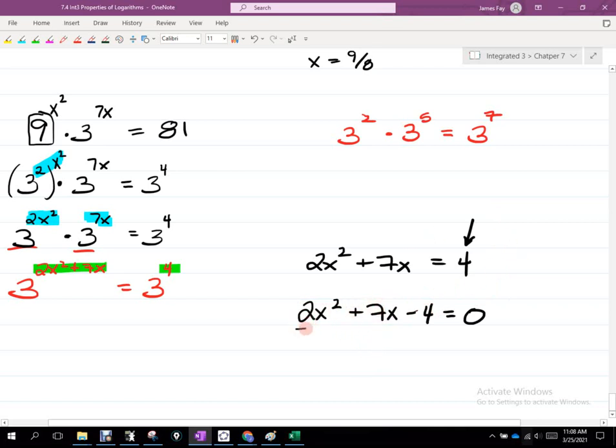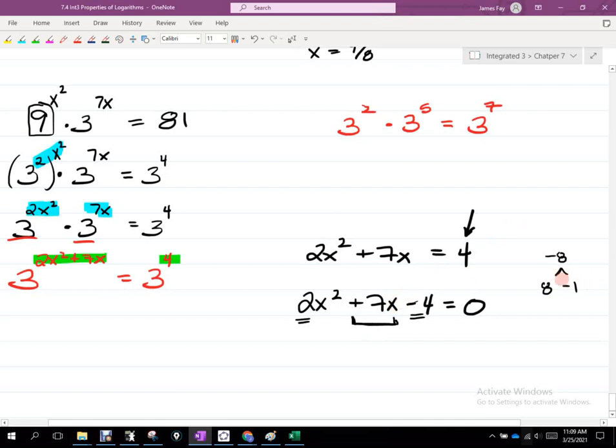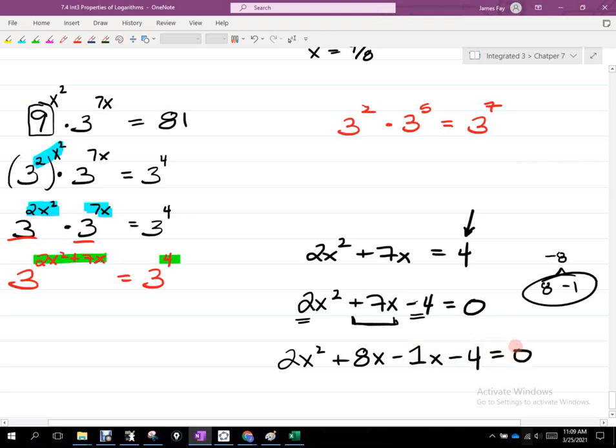So we take the 2 and multiply it by the -4, and it gives us -8. And now we're thinking about two numbers that multiply together to give me -8, but add to give me that +7. Would you agree that 8 and -1 multiply together to give me -8, but their sum is +7? So what we're going to do then is rewrite that 7x as a sum of those two things. So I'll say 2x squared plus 8x minus 1x minus 4 equals 0.